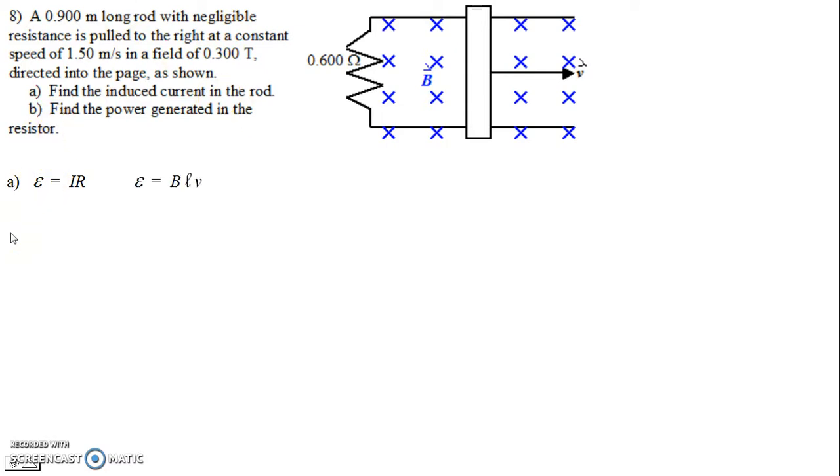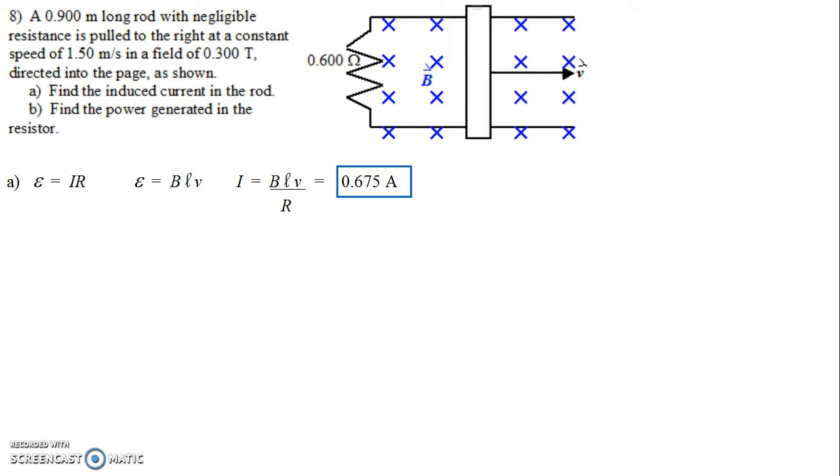Well, it's a motional EMF because we're moving this conductor inside the magnetic field, so it's BLV, and it's not too difficult here. Certainly you could find EMF if you'd like to. I think we get 0.405 volts, but we just want to put the equations together. We get BLV over R, put the numbers in, and it's not difficult math here. We should be getting 0.675 amps. Nothing fancy.